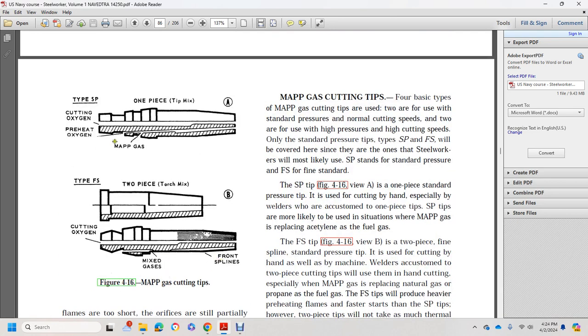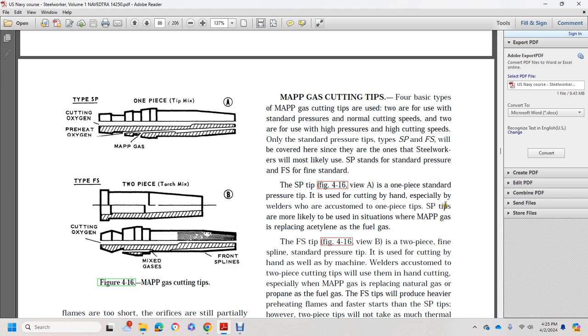This shows the MAPP gas cutting tips: cutting oxygen, preheating oxygen, MAPP gas, one-piece. Two-piece, mixed gas, cutting oxygen, front split lines. There are four basic tips of the MAPP gas cutting tip. Two of those use standard pressure for normal cutting speed, and the other two use high pressure for high cutting speed. The SPFS, the standard pressure fine standard tip, is one you like to use. The one-piece standard pressure tip is used for cutting by hand, especially by welders.